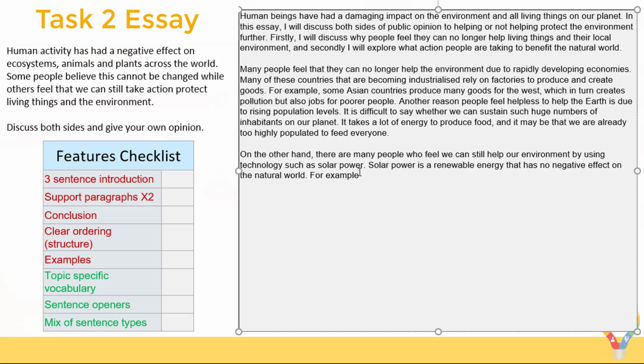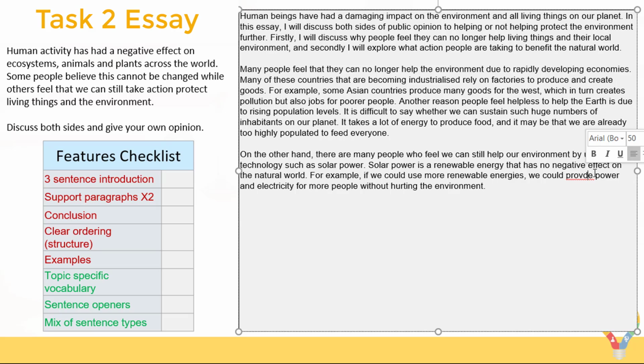For example, again, if we could use more renewable energies, we could provide power and electricity for more people without hurting the environment. Okay, so that gives an example about how solar power could help lots of people.